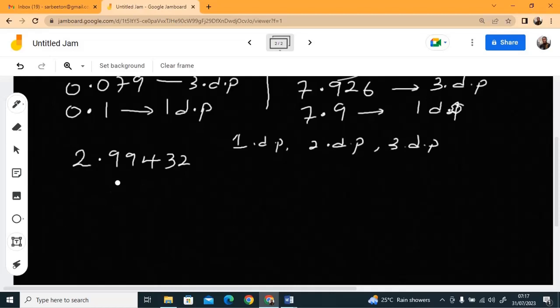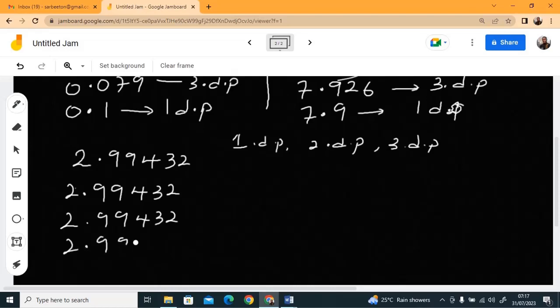So in this one now, what are you going to do here? 1 decimal place here, you have 2 point, let me write this, 2.99432. So you are rounding this off.